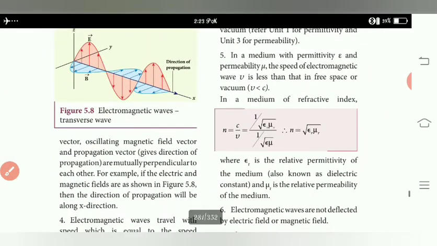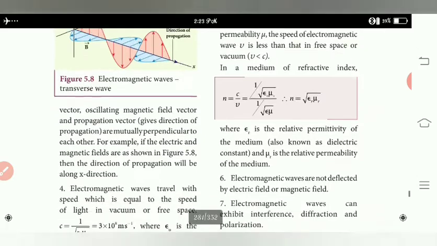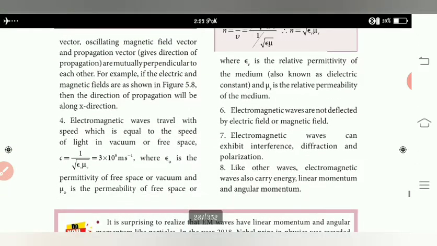The oscillating electric field vector, oscillating magnetic field vector and propagation vector are mutually perpendicular to each other. For example, if the electric and magnetic fields are shown as in figure 5.8, then the direction of propagation will be along the x direction. Remember. Next, electromagnetic waves travel with a speed equal to the speed of light in vacuum.